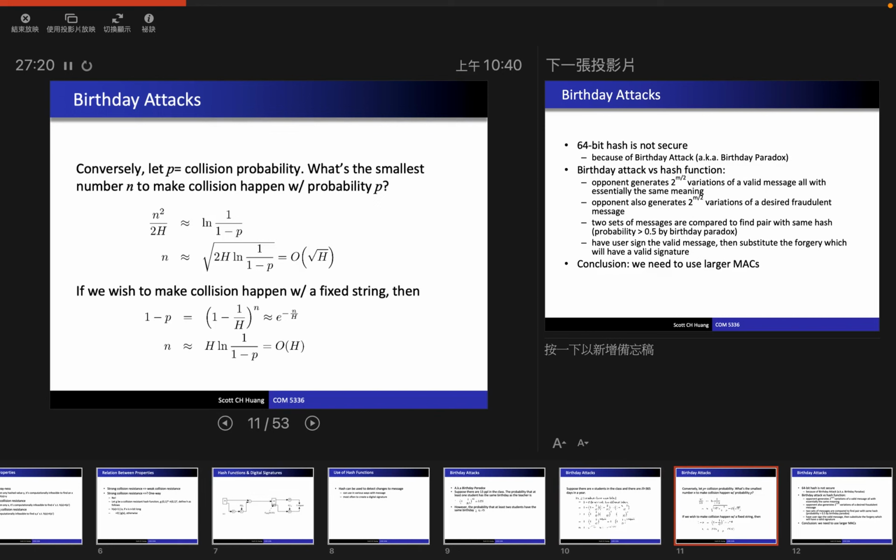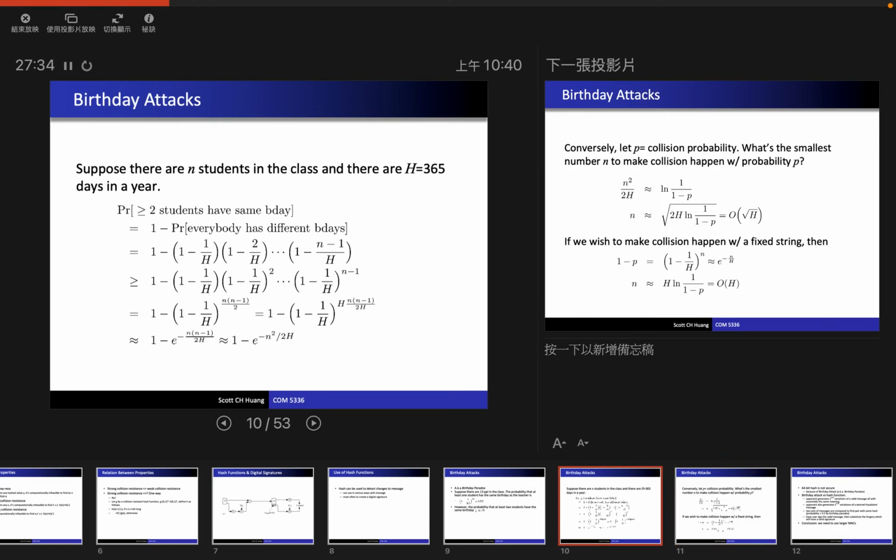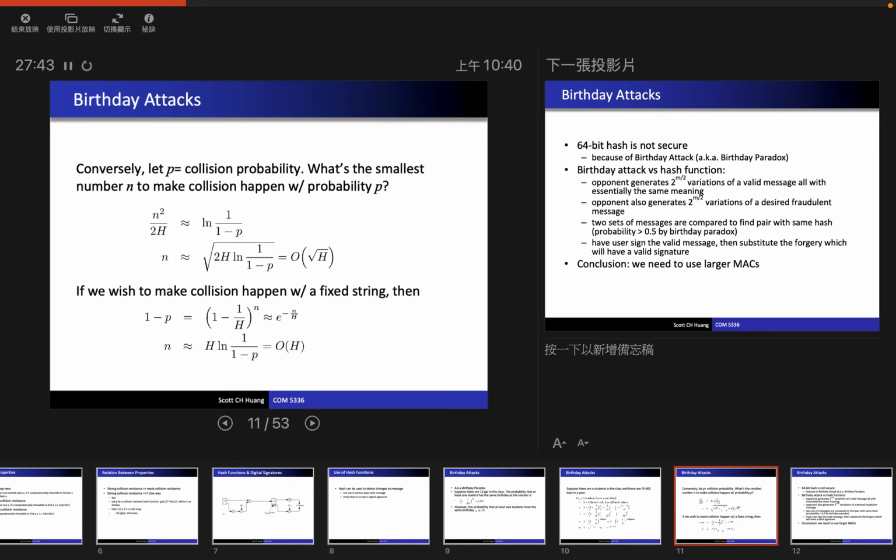Now, if we think of it conversely, what we want to do is decide how many bits we need for this h. Conversely, given the number of students and the number of days, we wanted to calculate the probability. Now we do it conversely: give me the probability in advance. What is the number of students such that a collision happens with roughly this probability? That's the question. It's a reverse question.